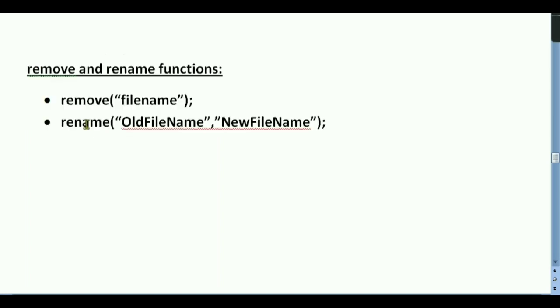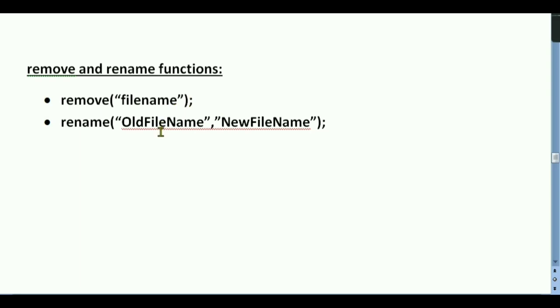Remove and rename functions. Let's see how to rename and how to remove files. To remove a file, just write remove and the file name. Which file do you want to remove? Suppose in our example I want to remove example.txt. So I will write remove, and in quotation marks example.txt. Finished. That's all.